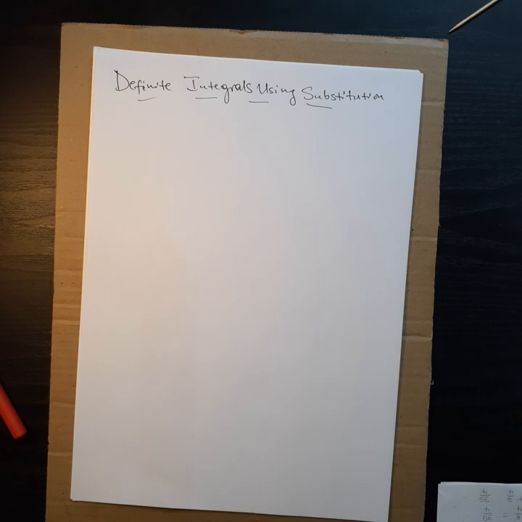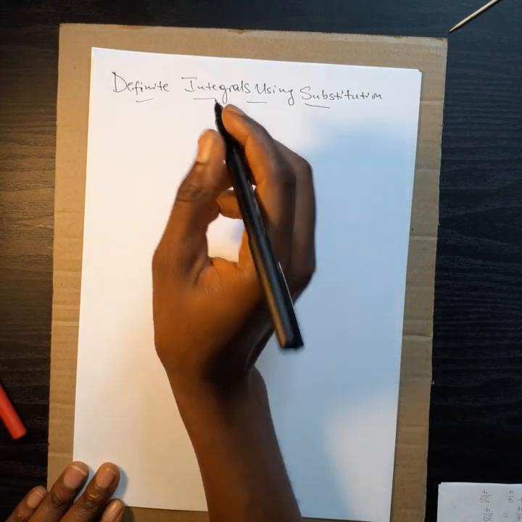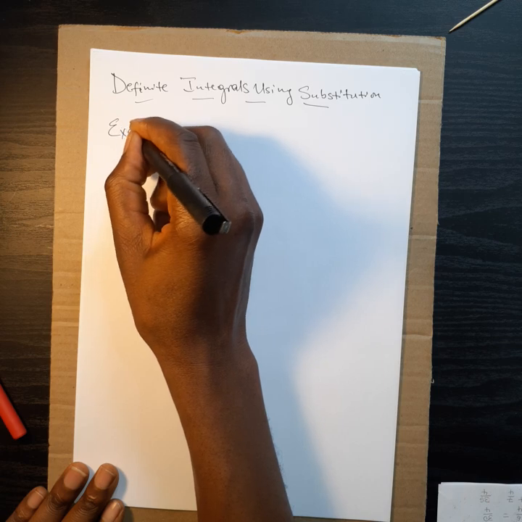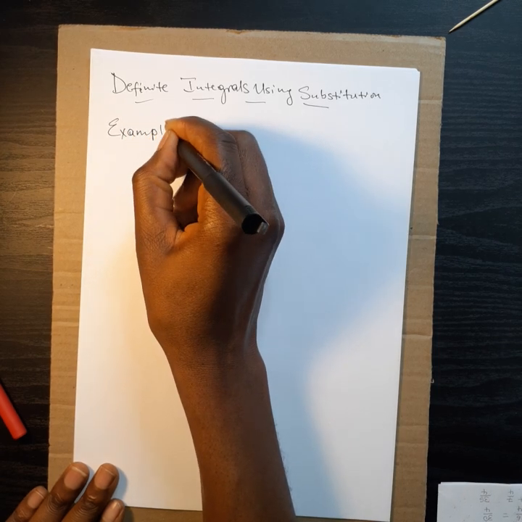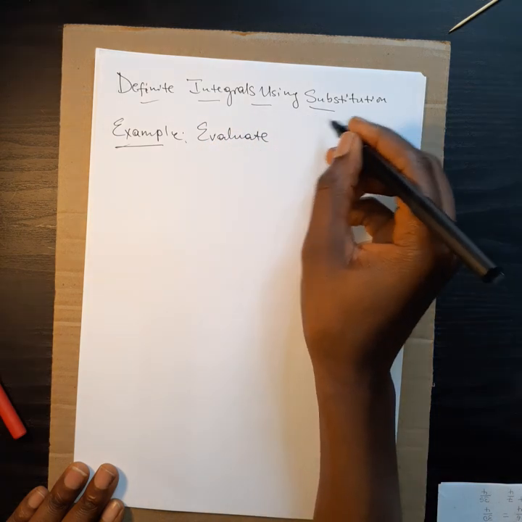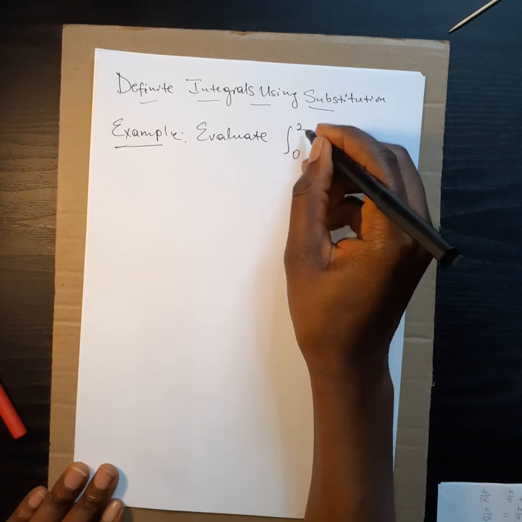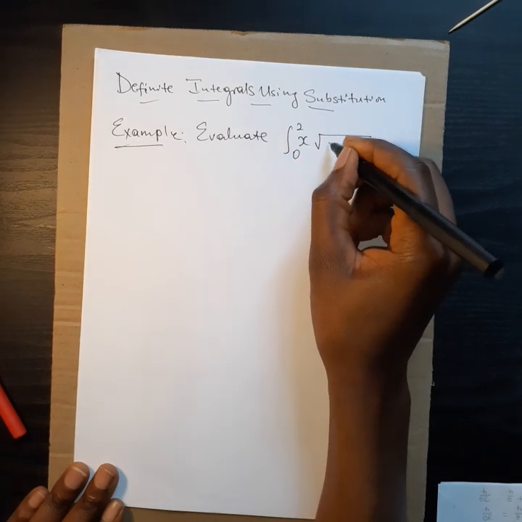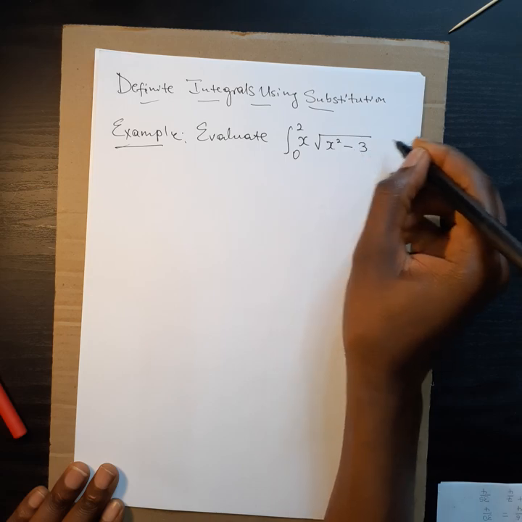And what is essential here is to note that we should not mix things which are not the same. We should not confuse u with x. Let me put it that way. For example, evaluate the integral from 0 to 2 of x square root of x squared minus 3 dx.